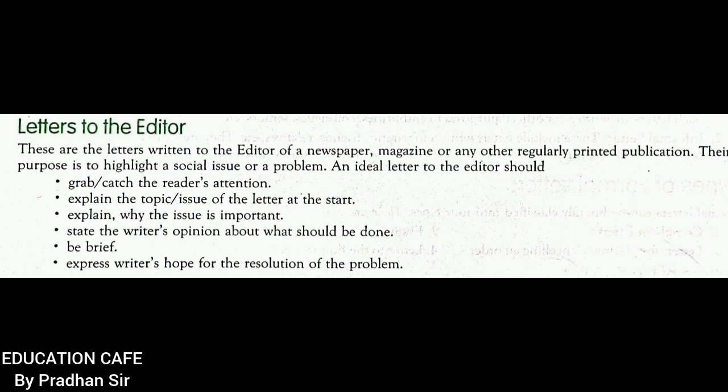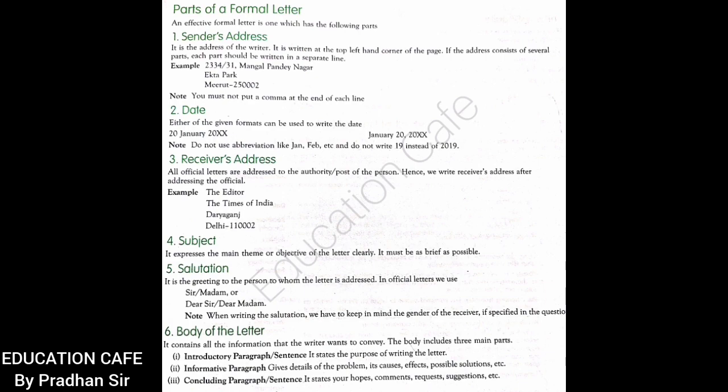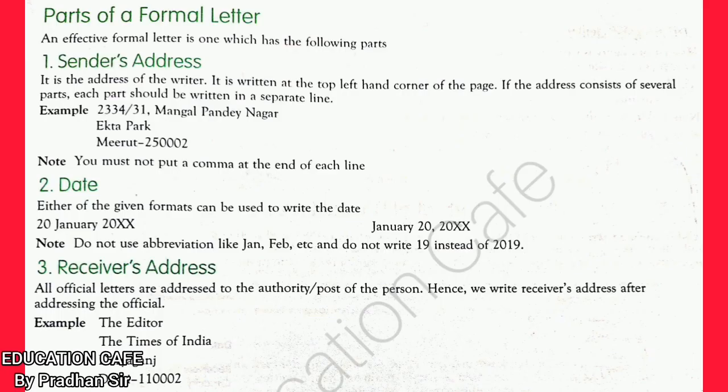Then the most important area of letter writing is the parts of a formal letter. An effective formal letter is one which has the following parts. Number one is the sender's address. It is the address of the writer. It is written at the top left-hand corner of the page. If the address consists of several parts, such parts should be written on separate lines. Example, you can see here, I have given an example. Suppose the address is 2334/31 Mangal Pandey Nagar, Ekta Park, Meerut 25002. And you must note that you must not put a comma at the end of each line.